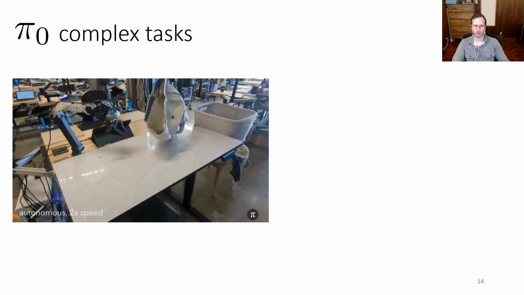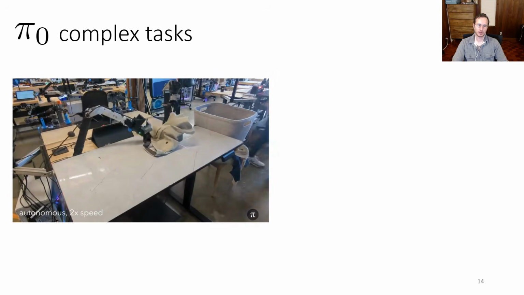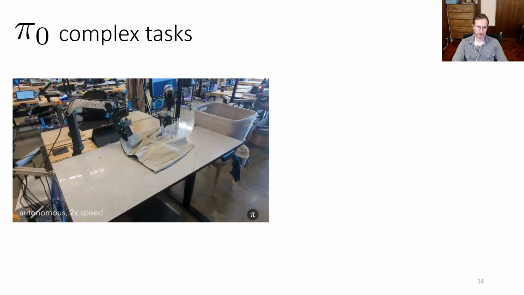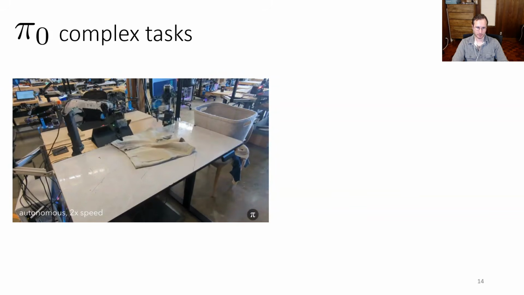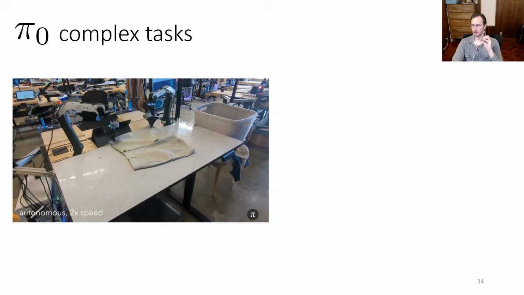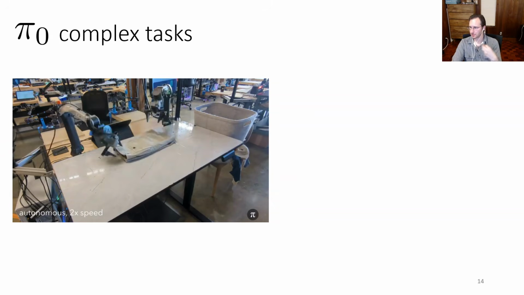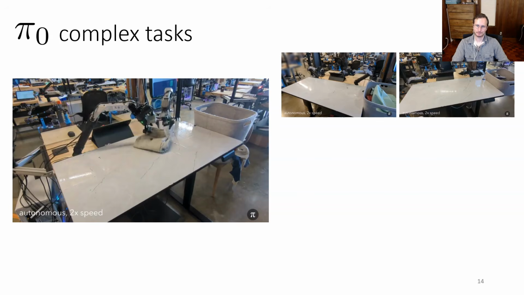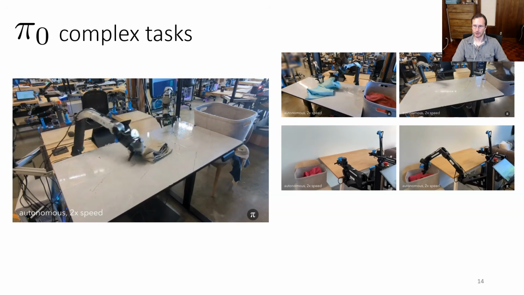And of course, we can use this model to solve pretty complex tasks. So this is a laundry folding task where the robot needs to take laundry items out of the basket and fold them. And this actually works very well. The model is pretty robust. It can fold a variety of different clothing items. And again, this task is really difficult because the clothing item might be in all sorts of initial configurations when it's in the bin.